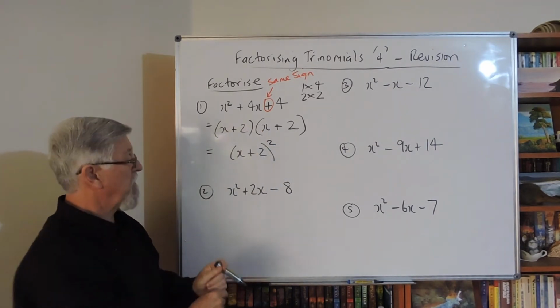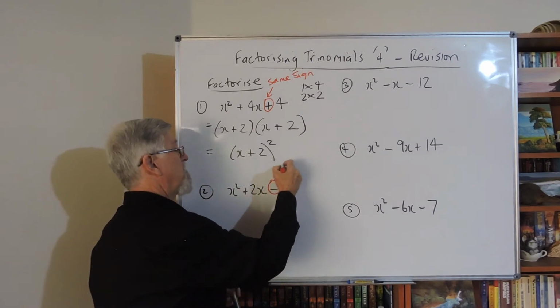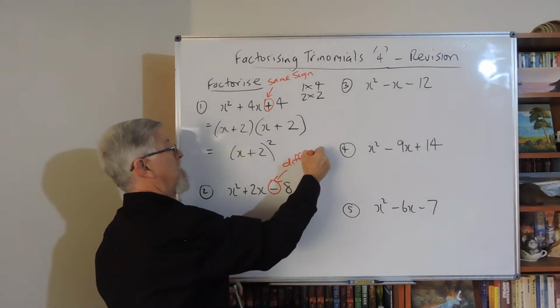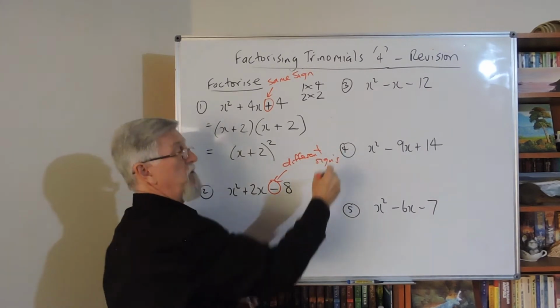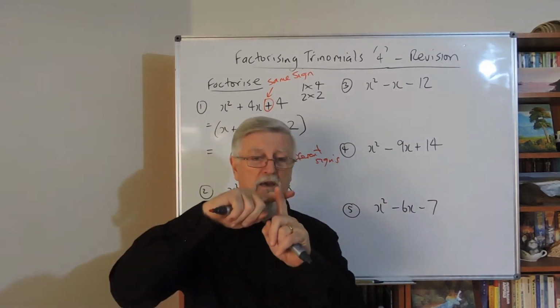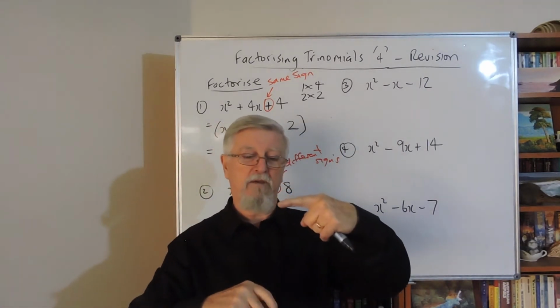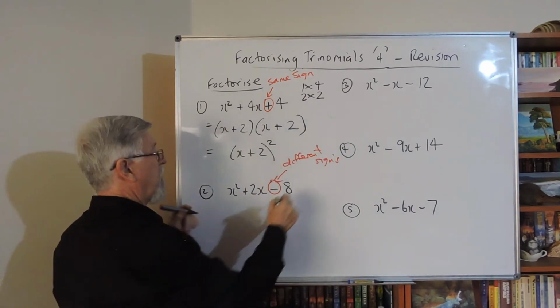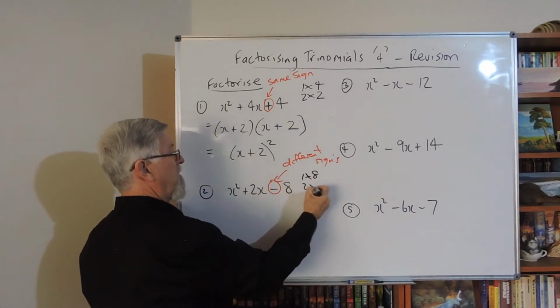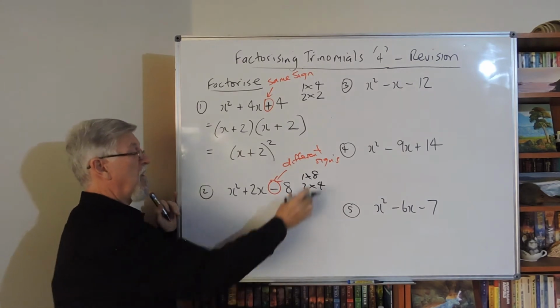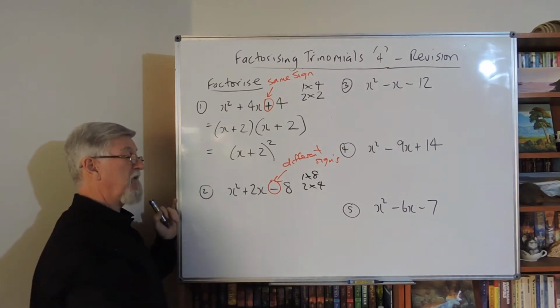Now we'll go to the next one and you've got a subtraction, which means they are different signs. That means one has to be a positive and one has to be a negative. Let's have a look at it. We've got a 1 and an 8. Or it could be a 2 and a 4. Which one of those is going to add up to 2?